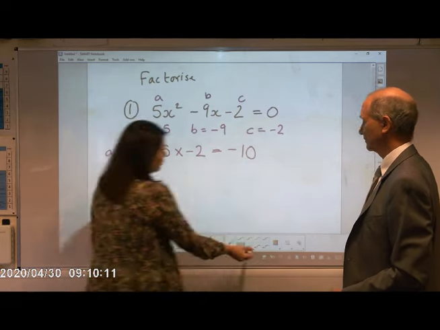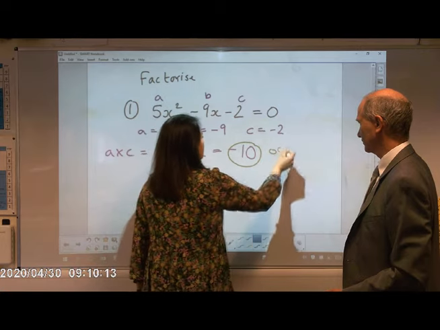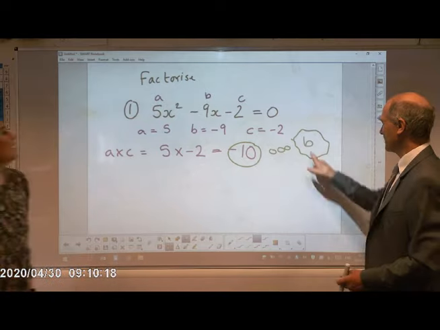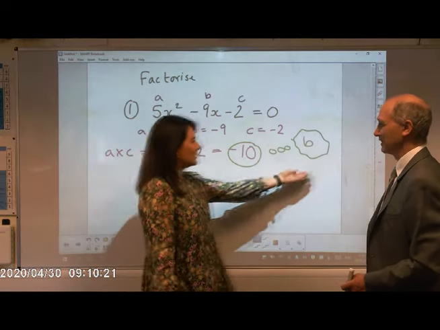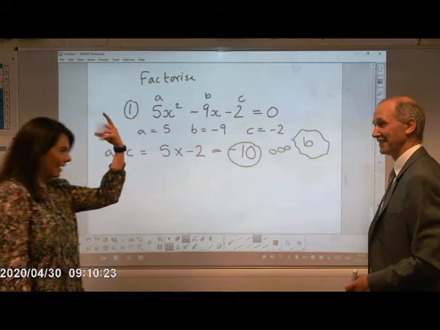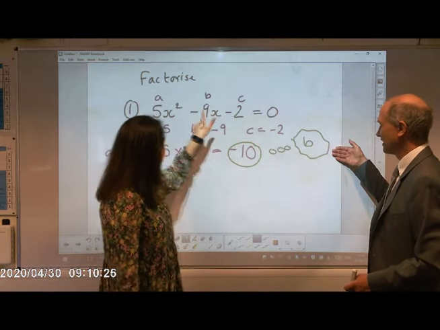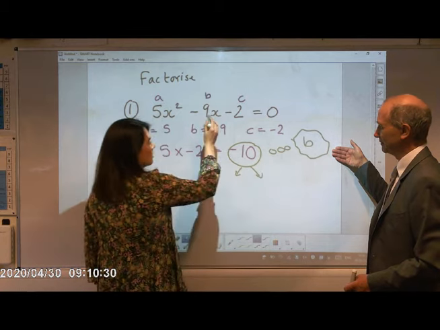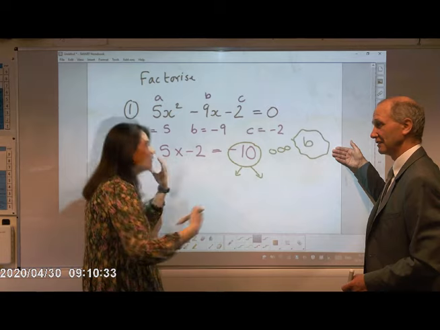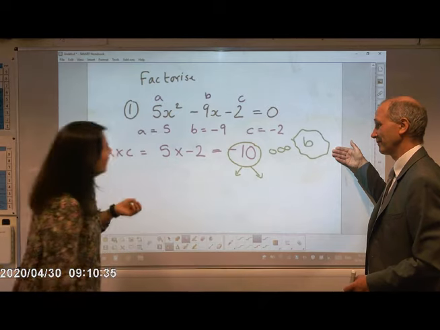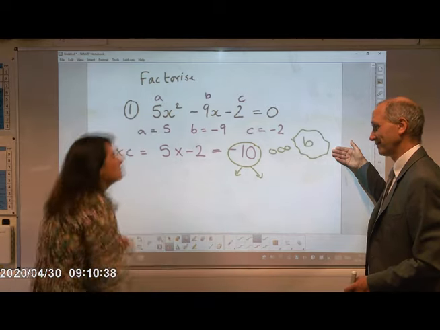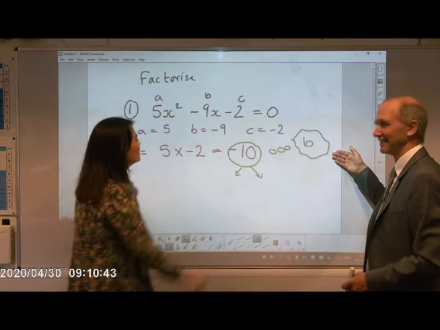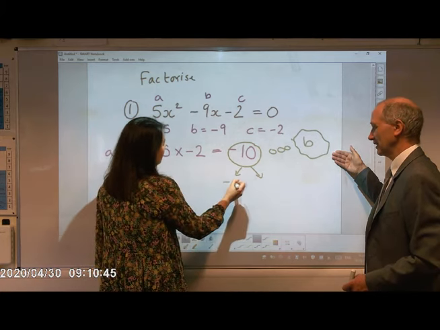Now you're looking at this number, and you are thinking about B. That's a thought bubble, a B inside a thought bubble, and I always draw that. I'm looking at this and I'm thinking about splitting minus 10 into two factors that would make B. So, two factors, and these numbers should be super quick, Year 12. Super quick.